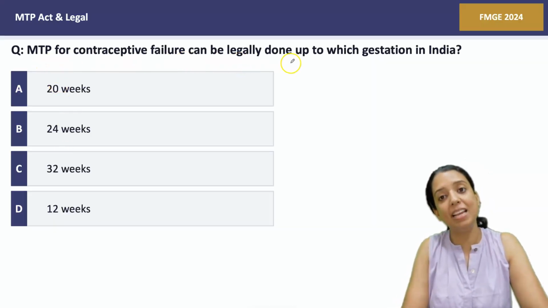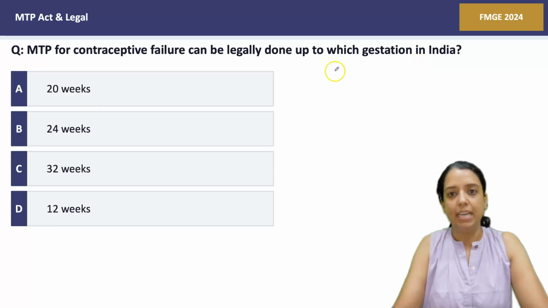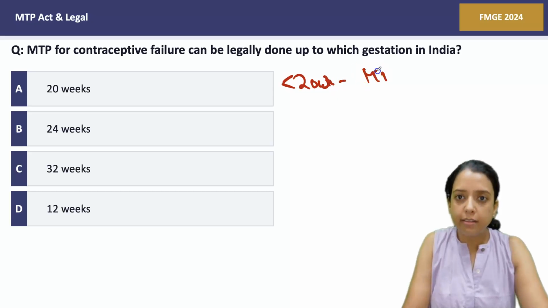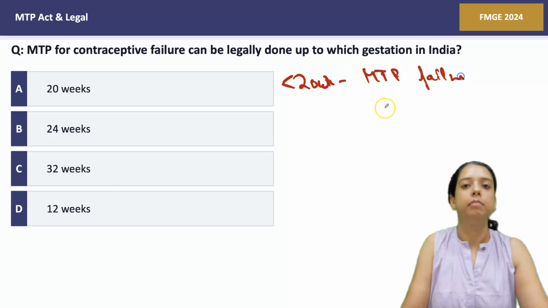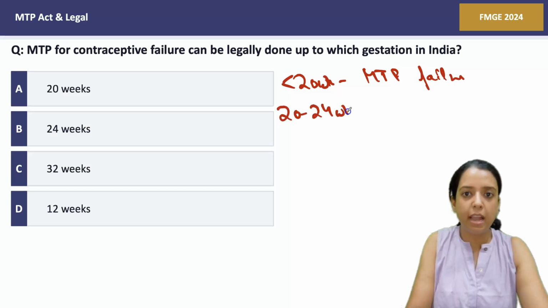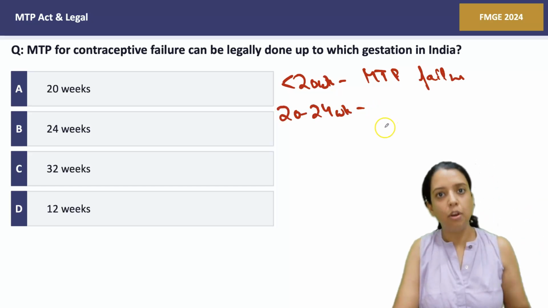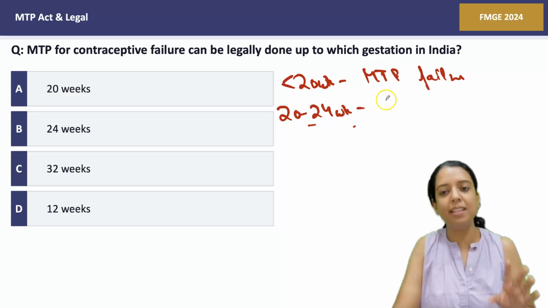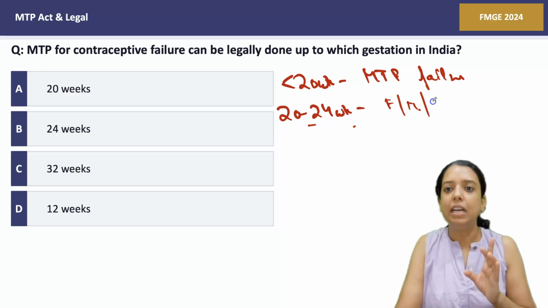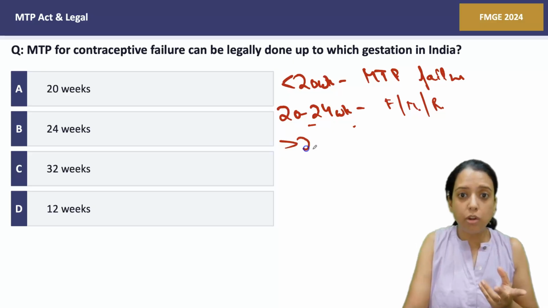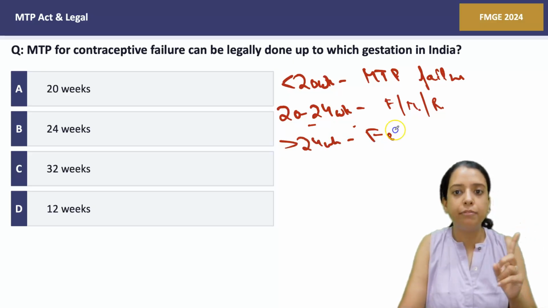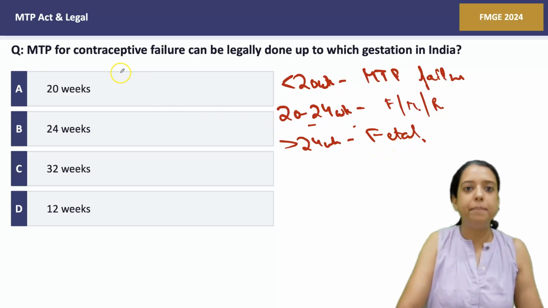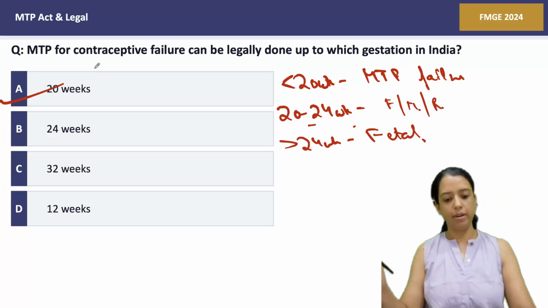MTP for contraceptive failure can be done up till what gestation. Remember, for MTP there are 3 gestation limits. Up till 20 weeks, everyone is allowed, even contraceptive failure. But from 20 to 24 weeks, contraceptive failures are not allowed. If you have become pregnant with contraceptive failure, you should have come earlier. From 20 to 24 weeks, only when there is fetal risk, maternal risk, rape or incest. Beyond 24 weeks, only because of significant fetal problem. So MTP for contraceptive failure, 20 weeks.